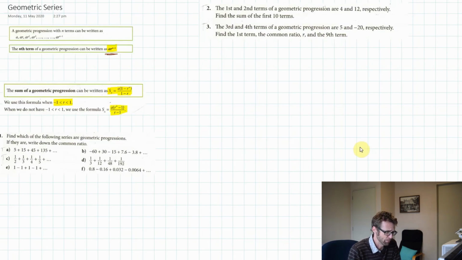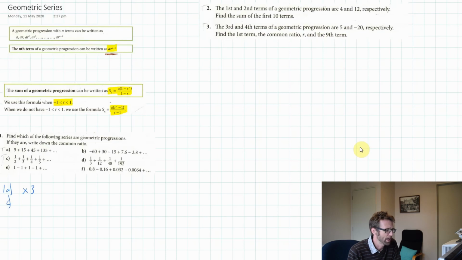Let's have a look at these examples here from number 1. Find which of the following series are geometric progressions, and if they are, write down the common ratio. Well, I'm going to look at 1a, and I see that the common ratio here, I'm just timesing it by 3 each time. 5 times 3 is 15, times 3 is 45, times 3 is 135. Now let's look at C. That's the only other one I'm going to look at. Is it a geometric sequence?